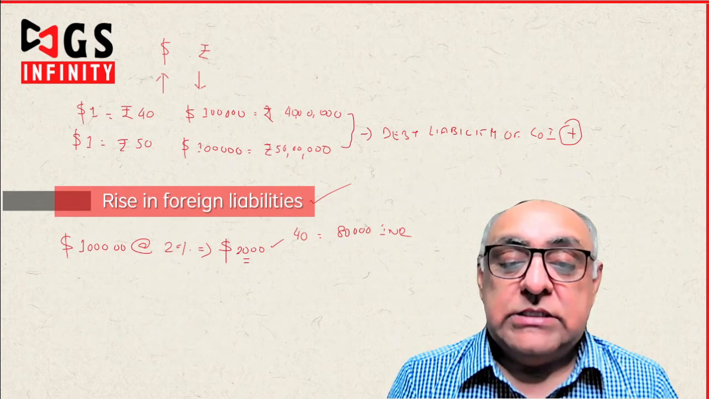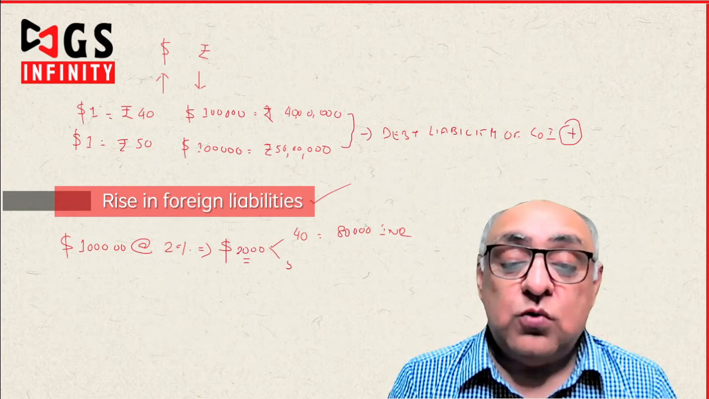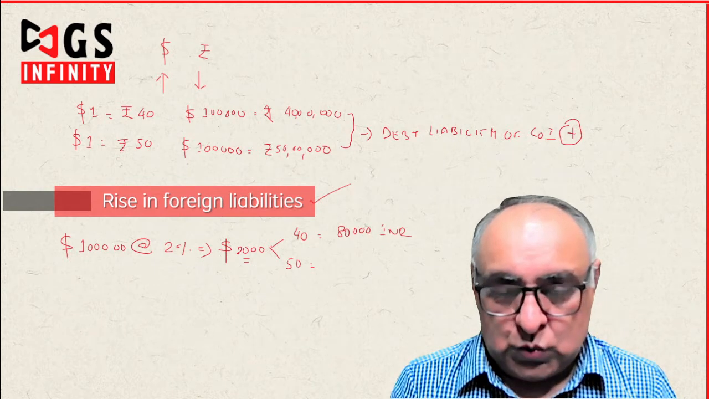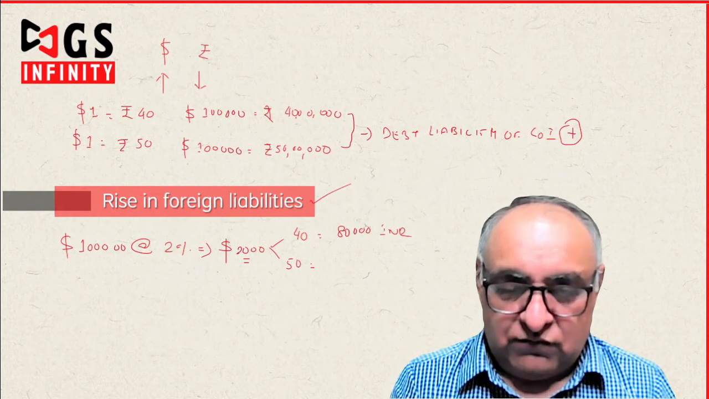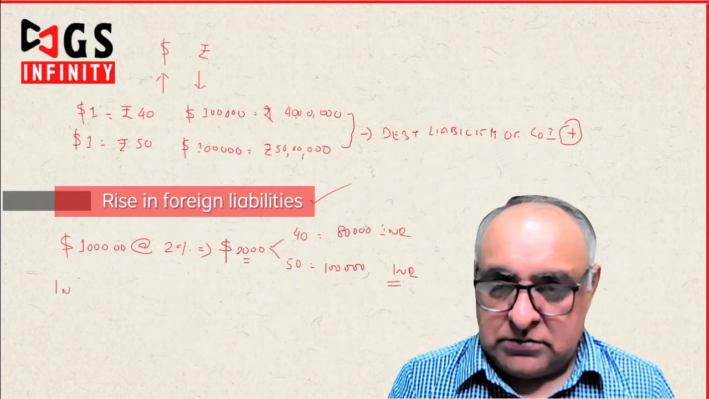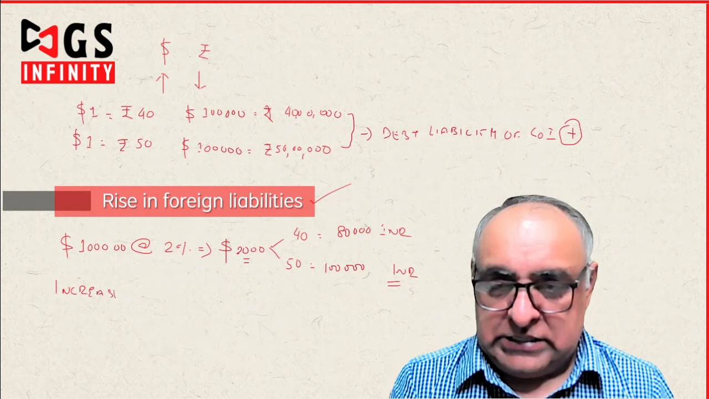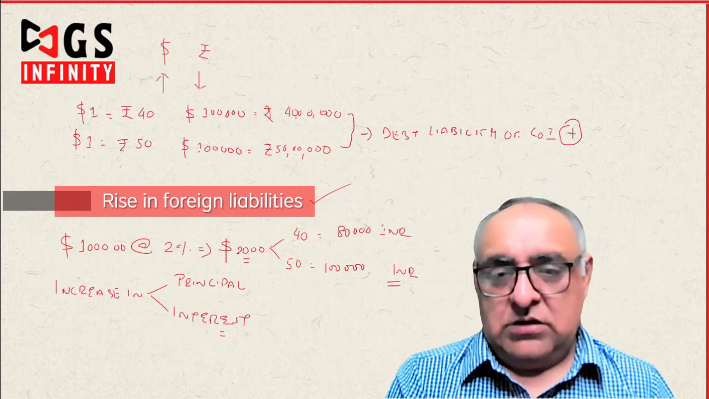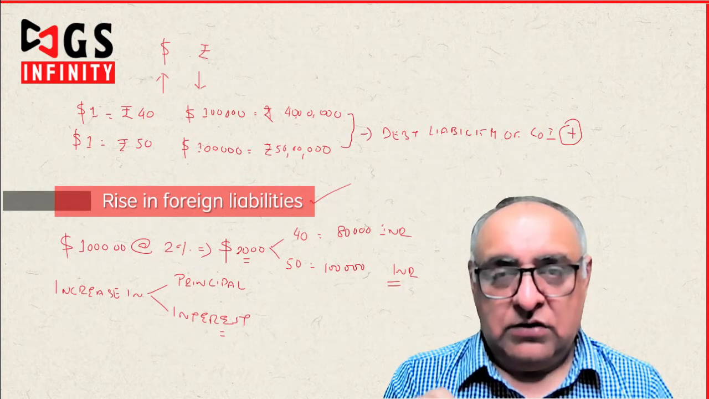Okay, so this is there, and now when the rupee has depreciated, the same interest amount, which is $2,000, would increase to 1 lakh Indian rupees. So in this way, there is an increase in the principal amount as well as an increase in the interest amount. So the foreign liabilities of the Government of India would increase.